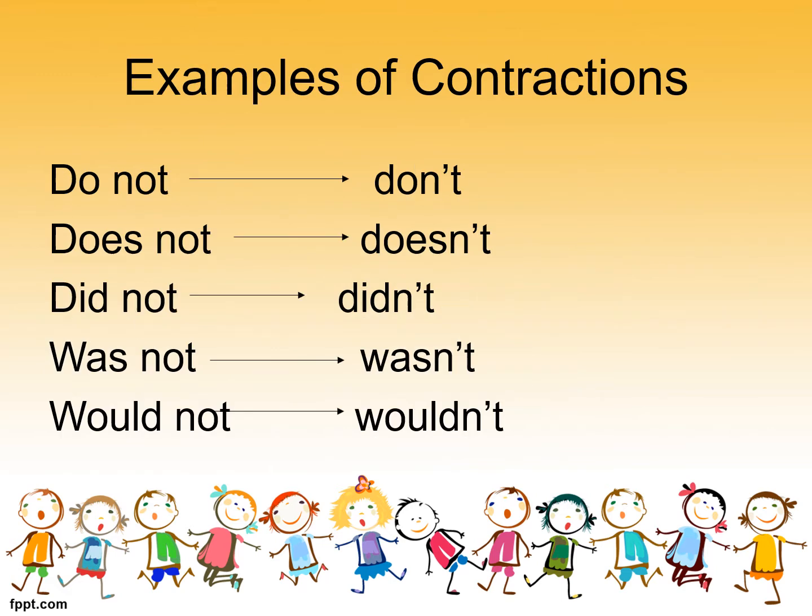Examples of contractions. Do not becomes don't, does not becomes doesn't, did not becomes didn't, was not becomes wasn't, and would not becomes wouldn't.